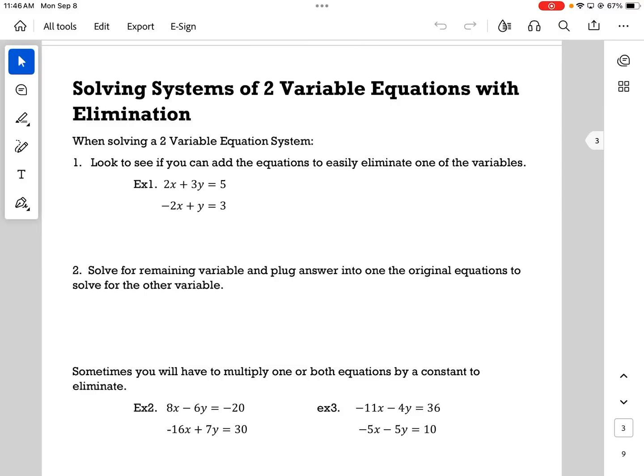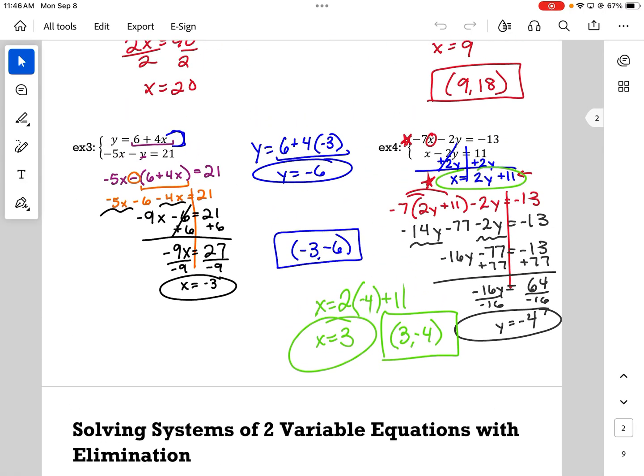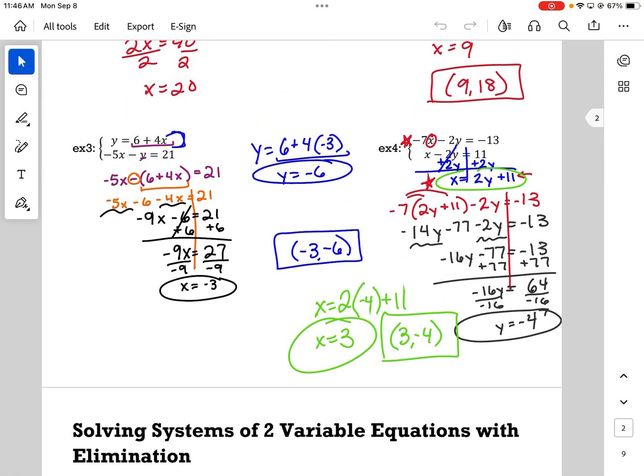Okay, we are going to learn about solving systems using elimination. So last week we solved systems using substitution. So we are going to use elimination now.